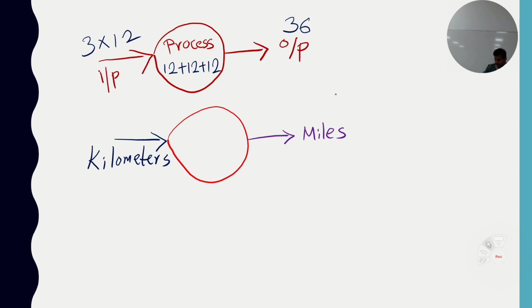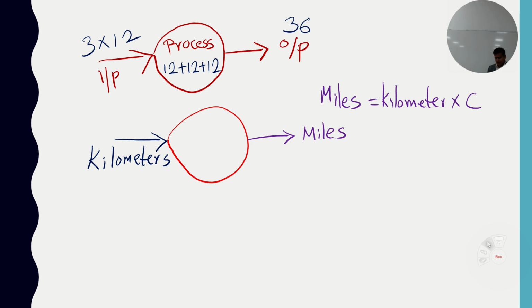So what we are going to have here is a simple relationship: miles equals kilometer times C. Let's say C is a constant, and we don't know what C is yet. So this is the only clue that we have right now.